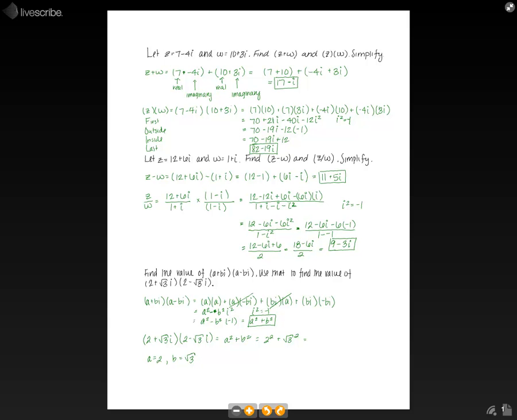We know that 2 squared is 4, and we know that the square root of 3 squared is just 3. So we're going to end up with 4 plus 3, which is going to give us 7. And that is the answer.